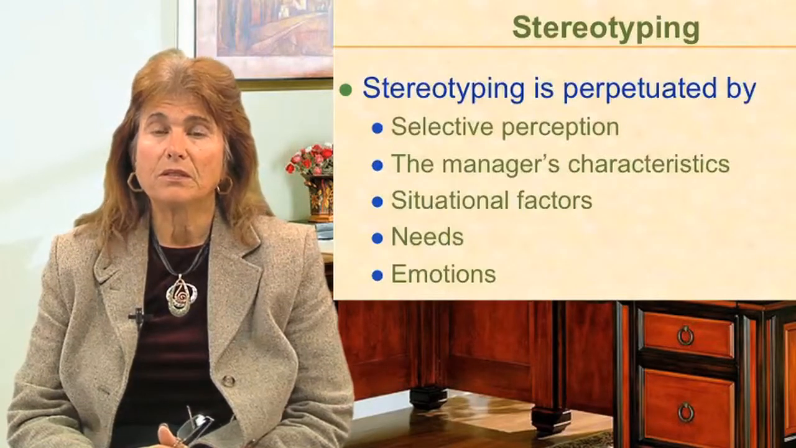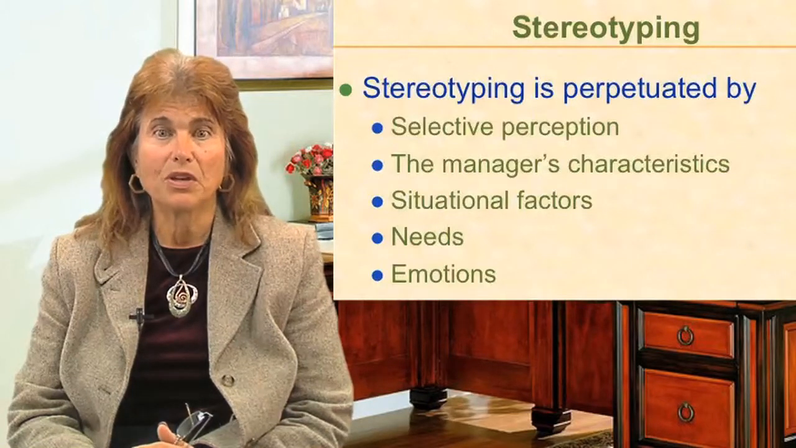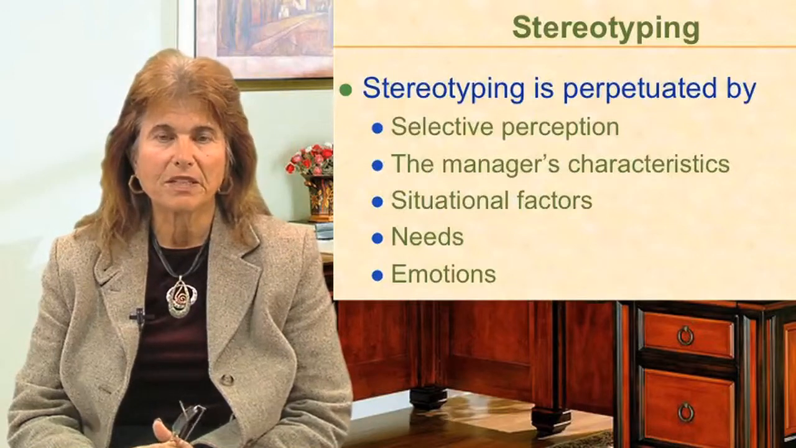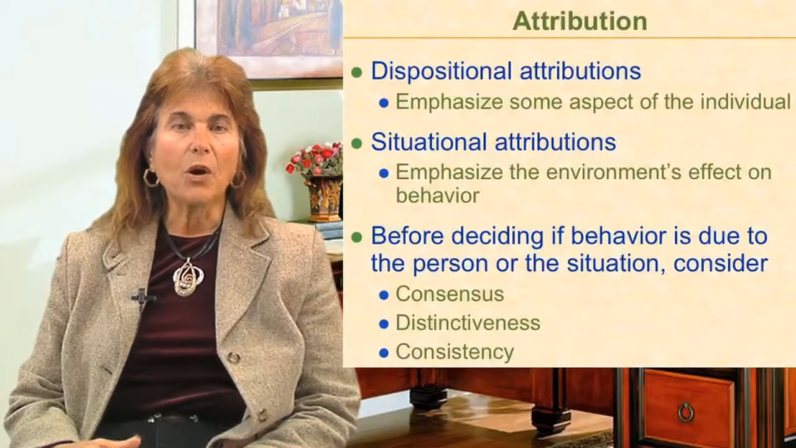Situational factors can also affect perceptual accuracy in terms of stereotyping. Oftentimes stereotyping is accelerated or perpetuated by what people need, what their emotions are, and the manager's characteristics. It goes back to the same thing: people are looking at who they are and then attributing things to the other person, which leads us to attribution, which is the process of perceiving the cause of behavior and outcomes. When we look at attribution, we're looking at disposition. So we might emphasize some different aspects of the individual, such as whether they're easygoing or not.